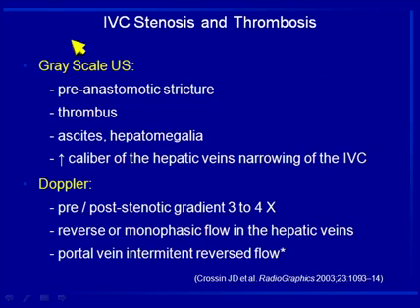On a grayscale ultrasound, we can identify pre-anastomotic stricture, thrombus, ascites, hepatomegaly, increased caliber of the hepatic veins, and narrowing of the IVC. On Doppler, a pre- and post-stenotic gradient of 3 to 4-fold, reverse or monophasic flow in the hepatic veins, and portal vein intermittent reversed flow. This is an important sign, as we can see later.